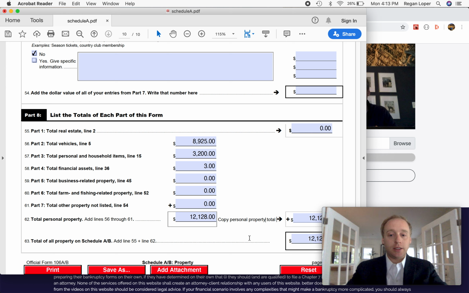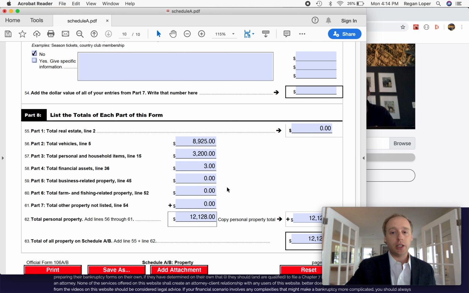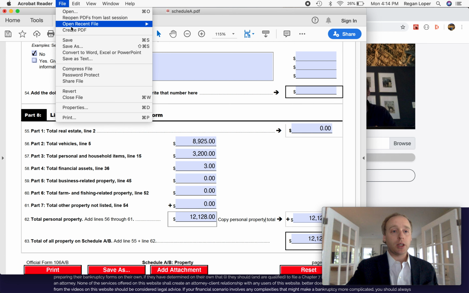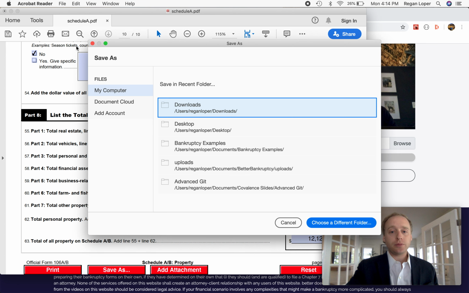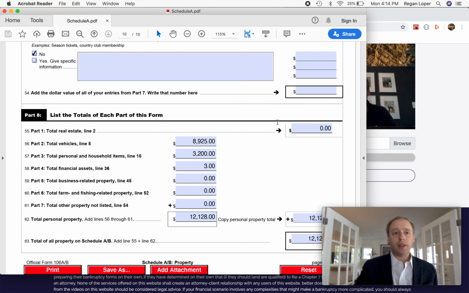I apologize, you can't see that fully because of the video camera, but that is what she listed in total for her Schedule A. So that's Schedule A. We've done that, and we finished that part here. So what I'm going to do is I'm going to go ahead and save as. And like I did before, I'm going to go ahead and save it in the desktop. I'll call this one Schedule A. Straightforward enough, and I'll save it, and I'll close it.